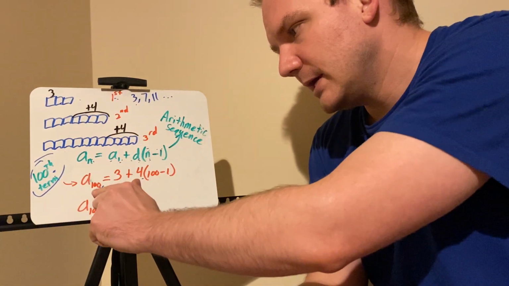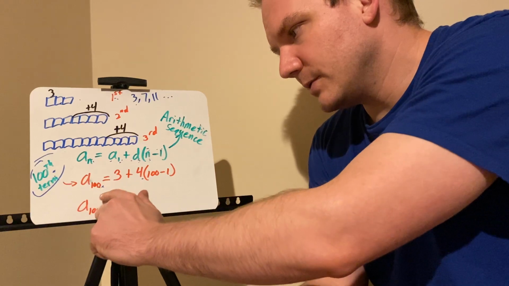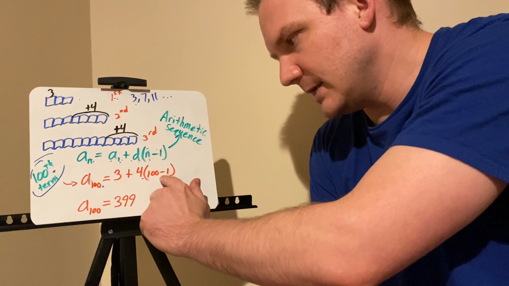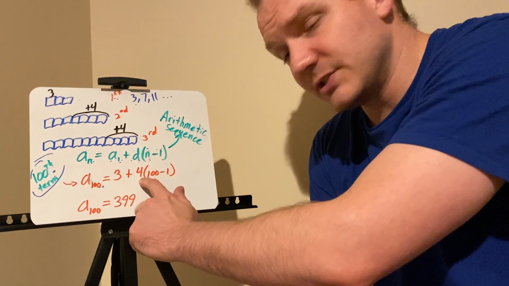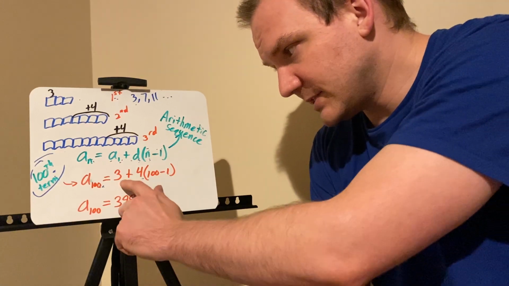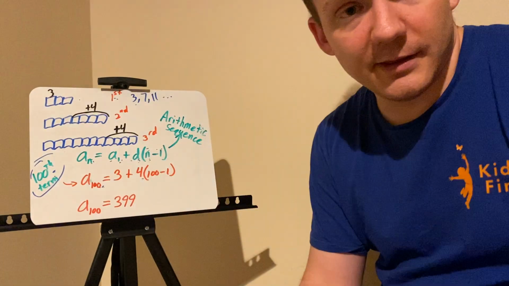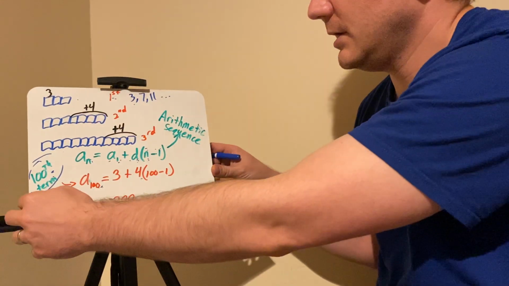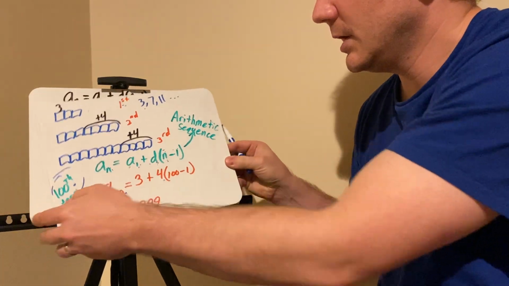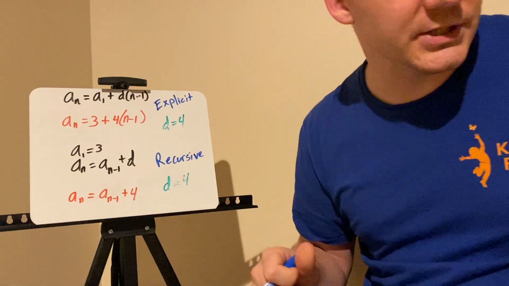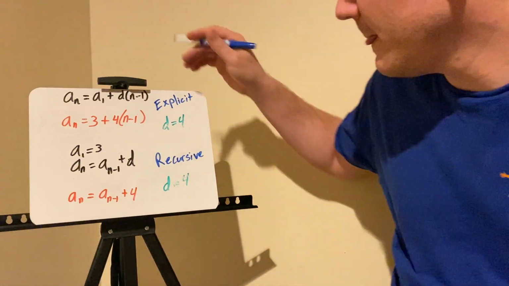All right, so anyways, a sub 100 would be 3 plus 4 times, so we do 100 minus 1 is 99. 99 times 4 is 396. Plus 3 more is 399. And you can double check the math on that, but this is the correct thing, I believe. And that's how you would write an arithmetic sequence. Again, we're not going to be dealing with geometric sequences right now, just arithmetic ones.